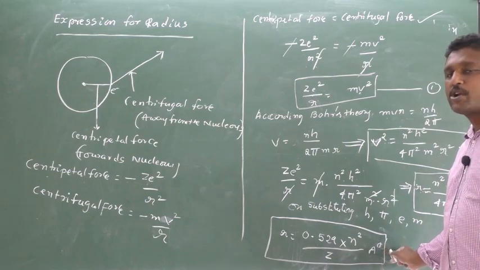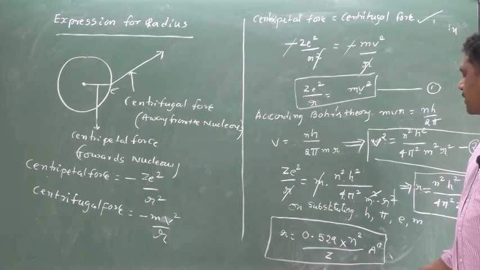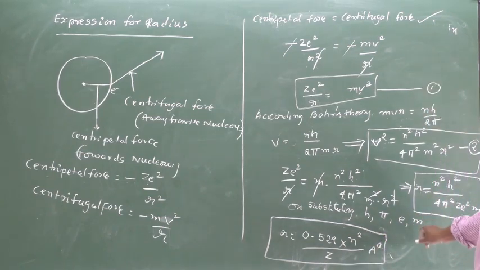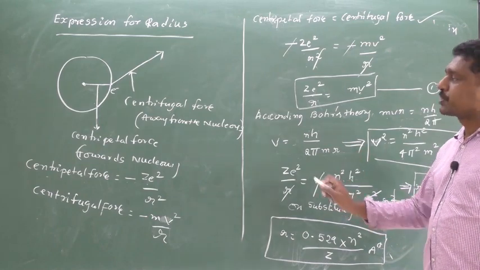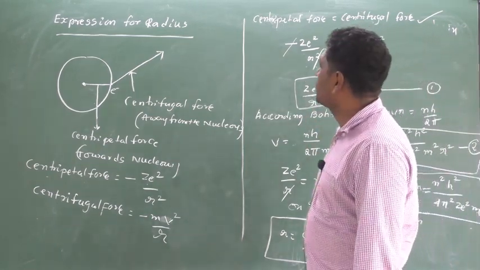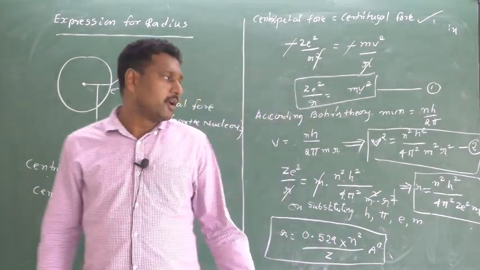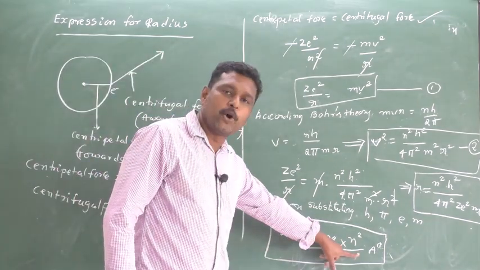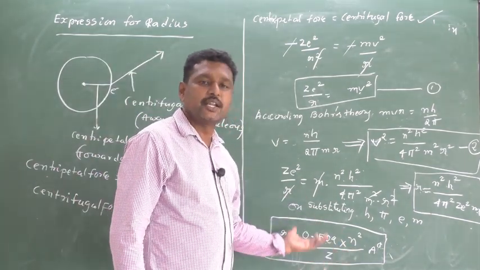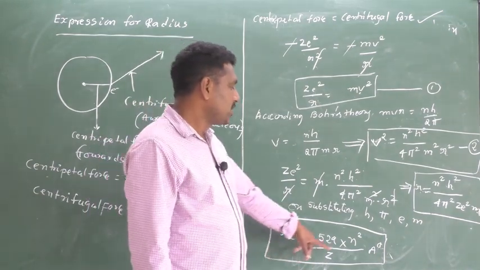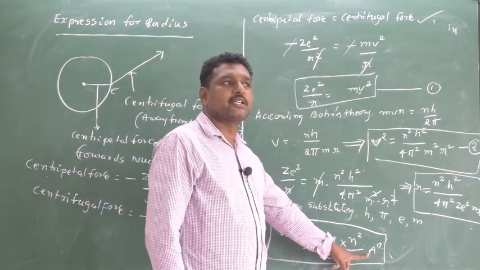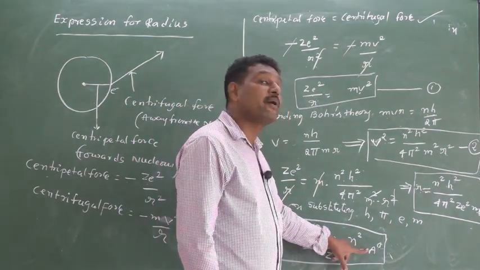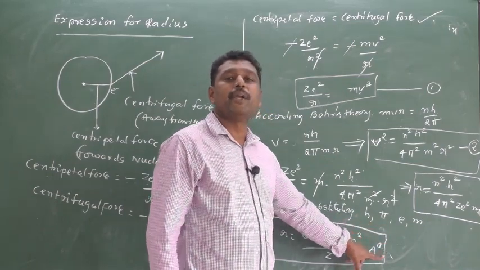So, 1 angstrom equal to 10 power minus 8 centimeters. Therefore, we can also write 0.529 into n square by Z into 10 power minus 8 centimeters. This is the expression for the radius of orbit. You can write this in picometers, nanometers, and also in centimeters. For example, 1 angstrom equal to 10 power minus 8 centimeters, that's why you write 0.529 into n square by Z into 10 power minus 8 centimeters.